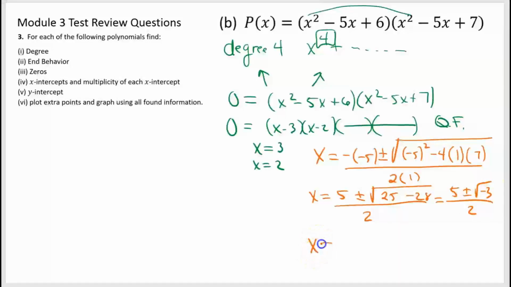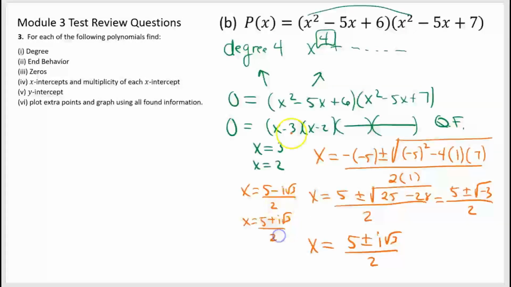So does that mean we stop? Well, no, because it asks for zeros. If it asks for x-intercepts, we could stop because those can't be x-intercepts, but they are zeros, so I'm going to keep going. It's 5 plus or minus i square root of 3 over 2. If I write them separately, that would be x is equal to 5 minus i square root of 3 over 2, and x is equal to 5 plus i square root of 3 over 2. And these guys right here are all 4 of my zeros. How many zeros am I supposed to have? 4, right? Because it's a degree 4.